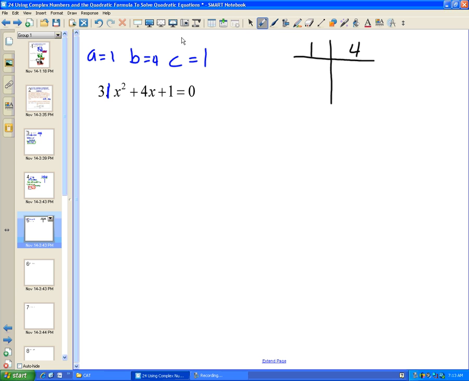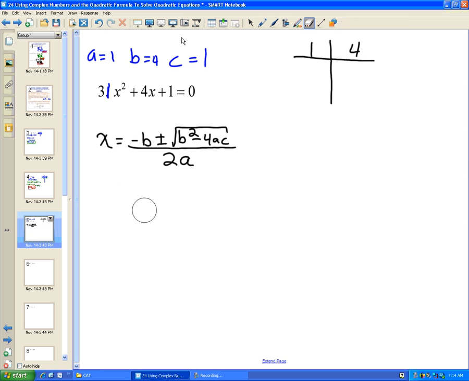So I write down my quadratic formula. x equals negative b plus or minus the square root of b squared minus 4ac, all over 2 times a. That's the quadratic formula. This is the solution that solves for x. So I just plug in the numbers that I have. So negative b is going to be negative 4.